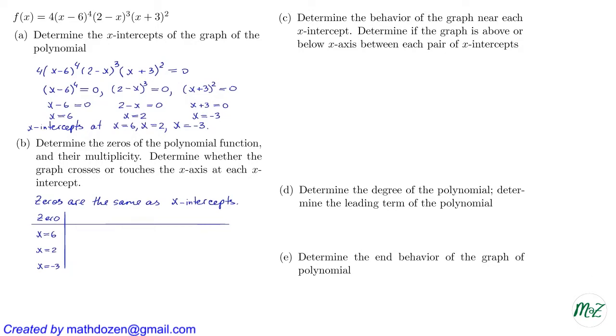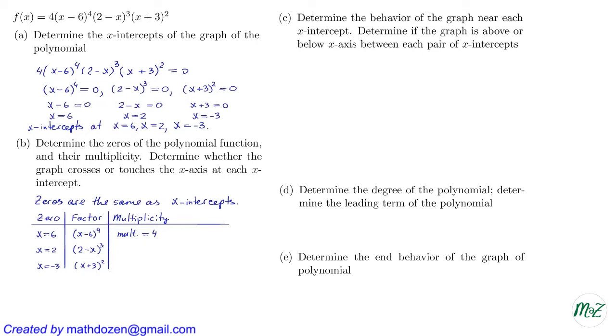And the multiplicity comes from the power of the factor that generates a particular zero. So for x equals 6, the factor that it came from is (x minus 6) to the fourth power. For x equals 2, the factor is (2 minus x) cubed. For x equals negative 3, the factor is (x plus 3) squared. So multiplicity is just the power that the factor has. So the zero x equals 6 comes from (x minus 6) to the fourth power. So it's going to have multiplicity 4, because there is a fourth power on the x minus 6.